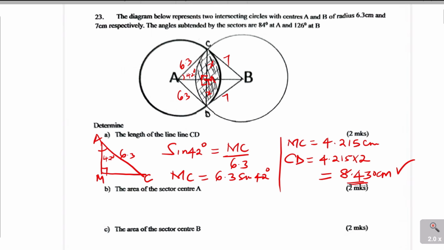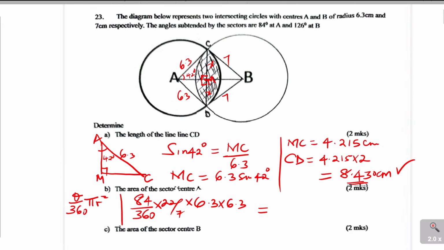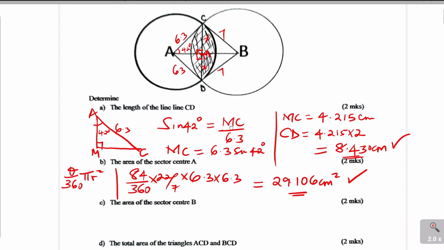The area of the sector center A. So how do you get the area of the sector? By theta over 360 pi r squared. So in this case we have the circle with center A. The angle at the center is 84 divided by 360 times pi times the radius squared, 6.3 times 6.3. Just use a calculator, and this will give 29.106 centimeters squared. We go to the next question.